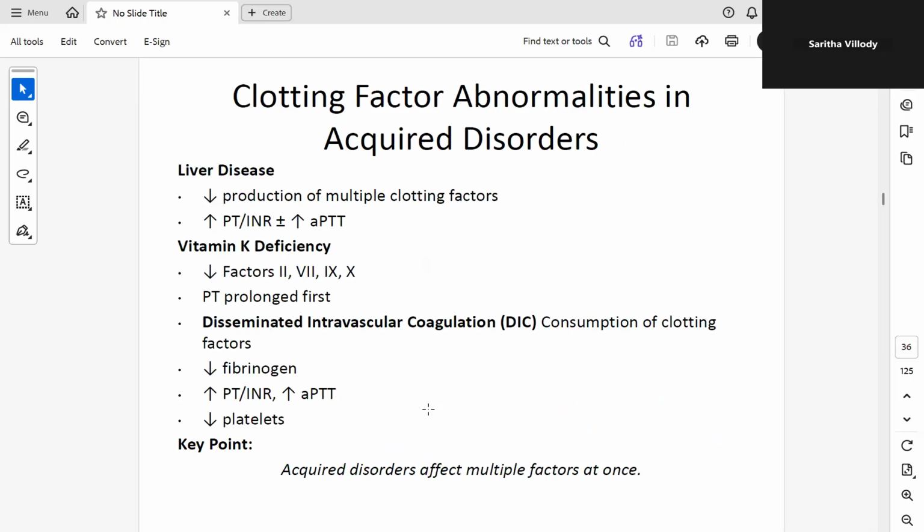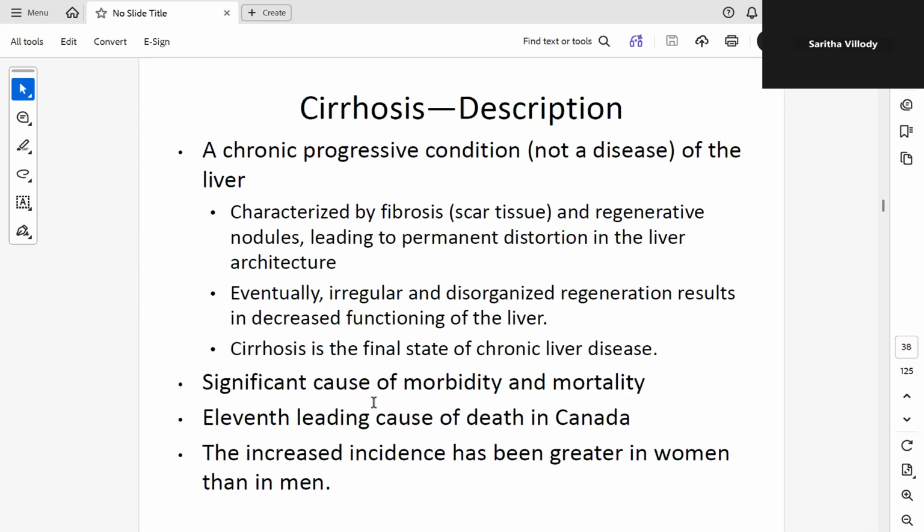Now, let's look at one of the acquired conditions. Some of the acquired conditions are liver disease, vitamin K deficiency, and disseminated intravascular coagulation, of which we're going to learn about cirrhosis first. Cirrhosis is a progressive condition of the liver, or we can say that cirrhosis is a final stage of chronic liver disease. When we call it cirrhosis, it has advanced, or it's end stage. It is usually characterized by scar tissue or fibrosis formation inside the liver.